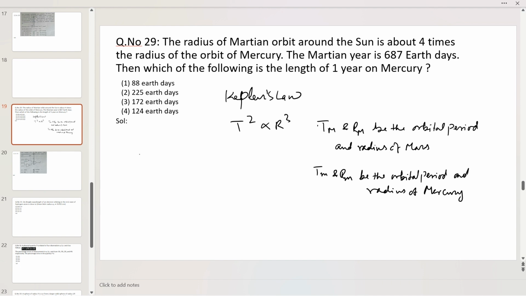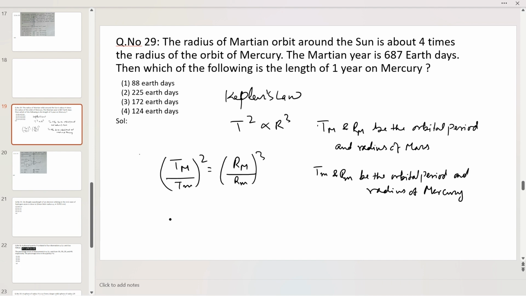Here the Martian time period is 687, it is given to you. So T_M by T_m, the whole square, is equal to the radius of Mars by the radius of Mercury, the whole cube.